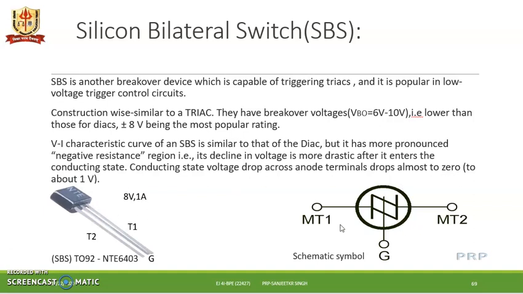Here we have the schematic symbol with MT1 or anode 1, anode 2 and the gate, and the same is one of the NT6403 SBS device with the terminals marked as T2, T1 and the middle one is the gate terminal, and it has a voltage rating of 8 volt and 1 ampere.